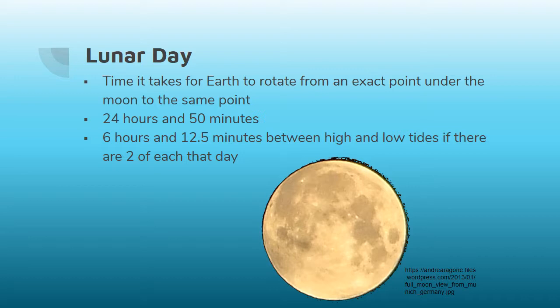And this extra 50 minutes just comes from the catch-up time that the Earth needs to catch up to the moon, basically. So this means if there are regular tides, two highs and two lows that day, there are approximately 6 hours and 12.5 minutes between high and low tides on that particular day.